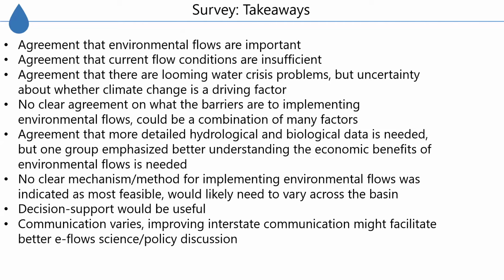There was no clear mechanism or method identified for what's the best way to implement environmental flows. It would likely need to vary across the basin given differences in water availability and socio-political issues. And they said that some sort of decision support tool would be useful. And finally, the communication varies, but there's some pretty good interstate communication in Oklahoma and Texas. Maybe improving that communication might facilitate better environmental flows science or policy discussion between the states.